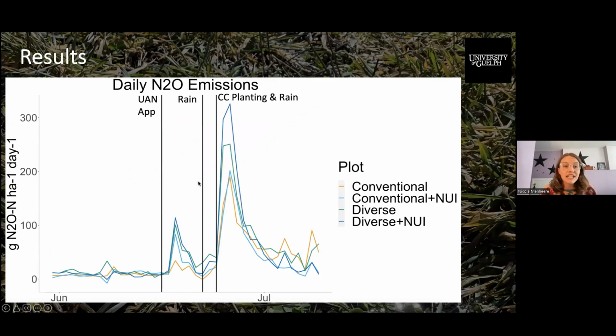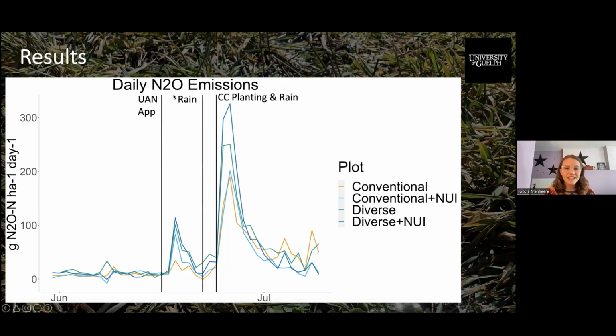Now we have daily nitrous oxide emissions, and I've highlighted a couple of big events for the field. We applied UAN here on the first line, and then we saw a little nitrous oxide emission event there. Then we had rain, and we had another rain day followed by our cover crop interseeding into the corn. Then we saw a very large nitrous oxide emission event. Just a reminder, these are daily emissions. I just switched from cumulative to daily, so don't get confused.